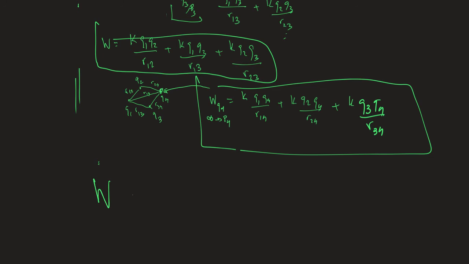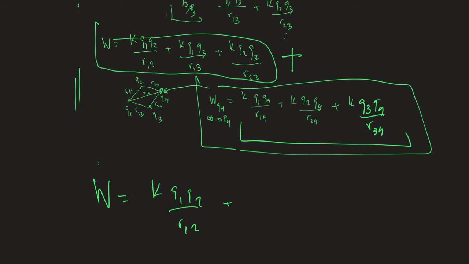So the work will be K, Q1, Q2, R12, etc., plus this term, plus this plus all this will be the total work to create a system of 4 particles. Let's do one problem like this to practice.